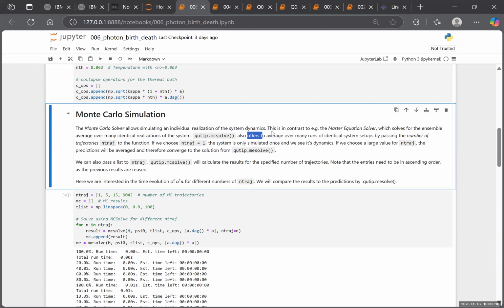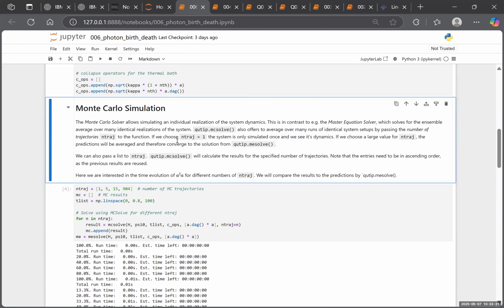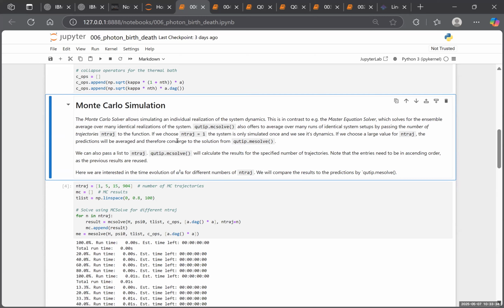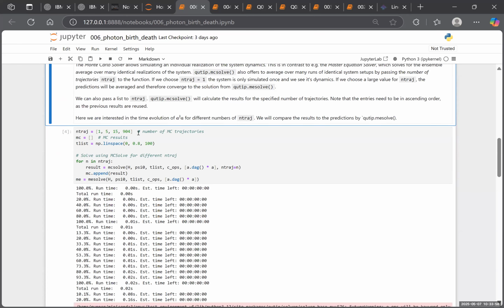So it says you can average over many runs of an identical system setup by passing the number of trajectories to the function. If you choose n equal to 1, then you are following 1. And if you have 2, then you see the 2 different trajectories. You can then average that. It's like you were doing the simulation of shots in a discrete quantum computer. But this is like a system evolving, observing that and doing discrete jumps, and then you average many things, and over the ensemble, that would be the same as the master equation.